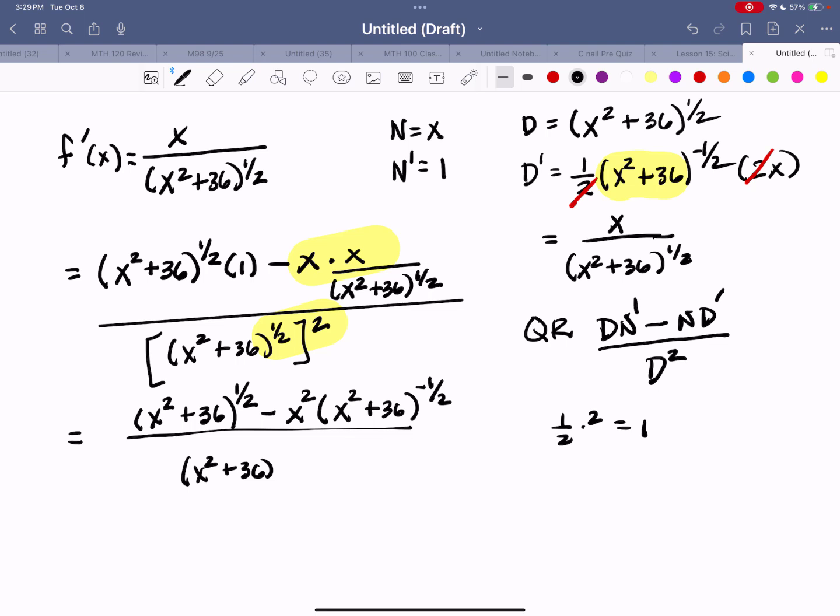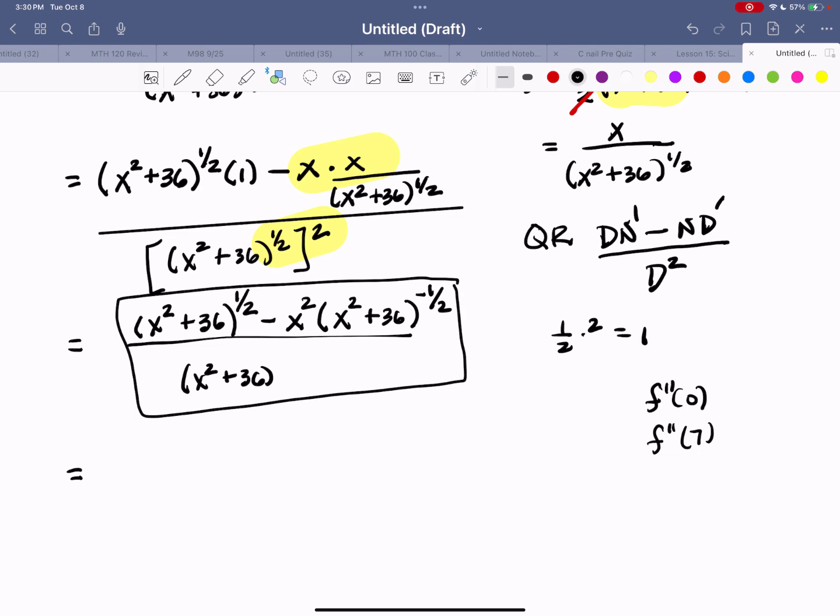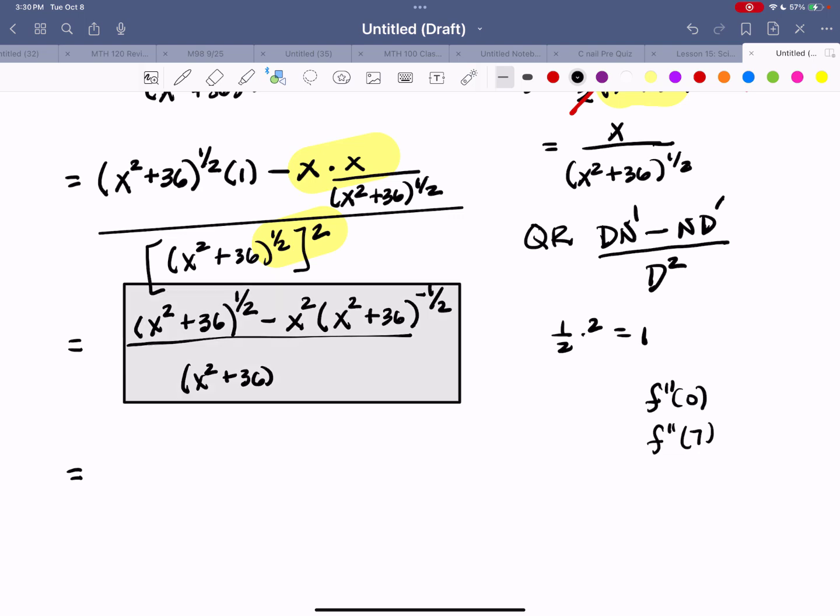Now, they do ask us to find f prime of 0 and f double prime of 7. So second derivative at 7. Oh, it's second derivative at 0 and second derivative at 7. Now, you could go ahead and put it in here. I'm going to show you how to factor it, and I think that you would probably be okay if you enter that in MyMathLab carefully, or you could try to simplify it.